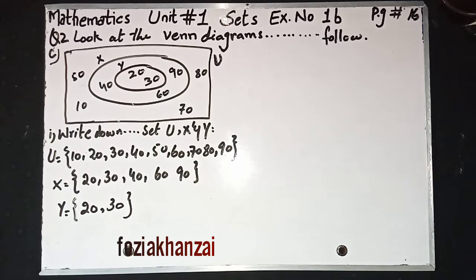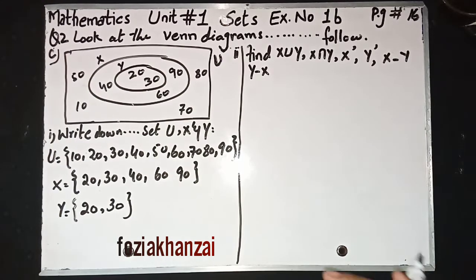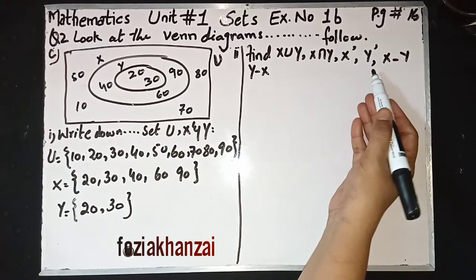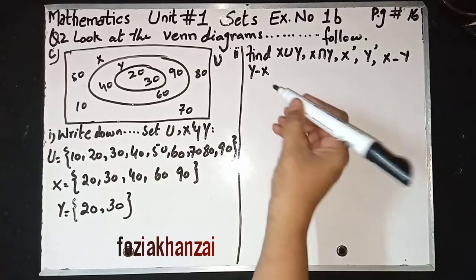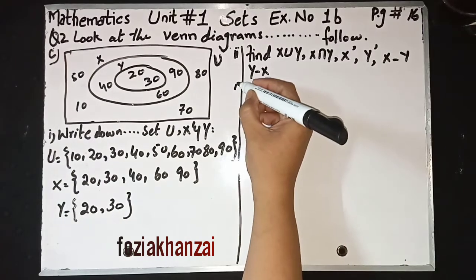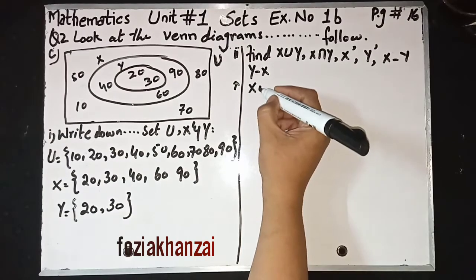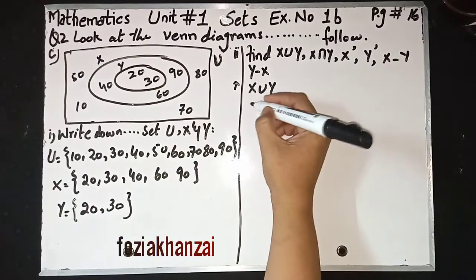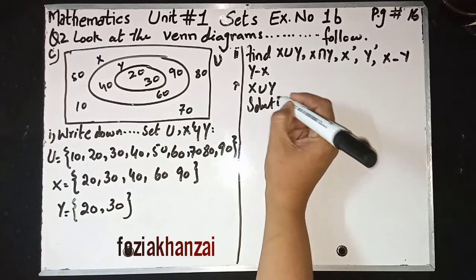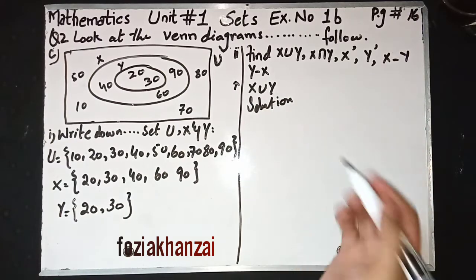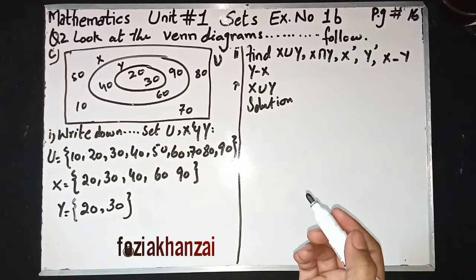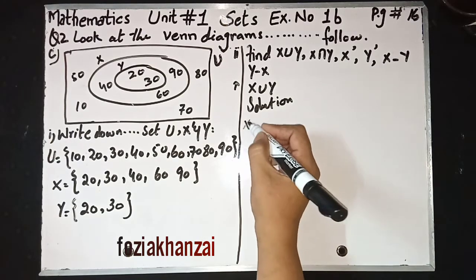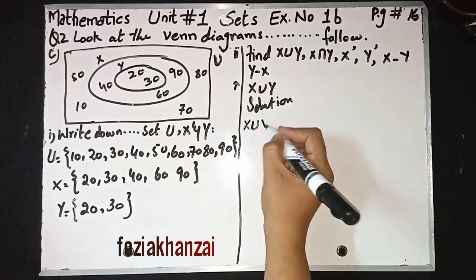First part done. Part 2: find X union Y, X intersection Y, X complement, Y complement, X difference Y and Y difference X. First we solve the first part, X union Y. In union, we write down all elements which are given in set X and Y, written in ascending order.